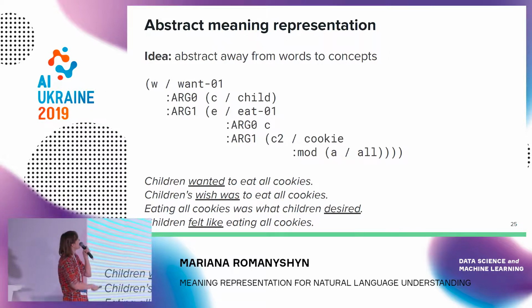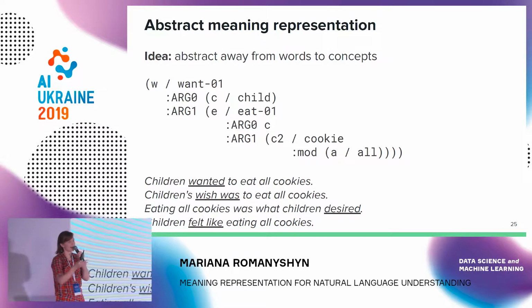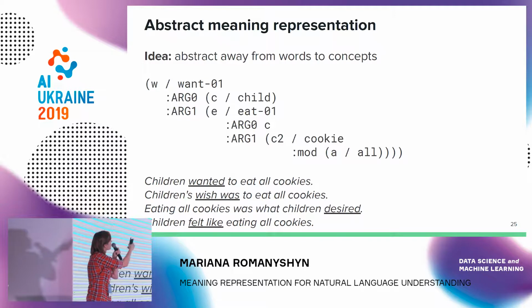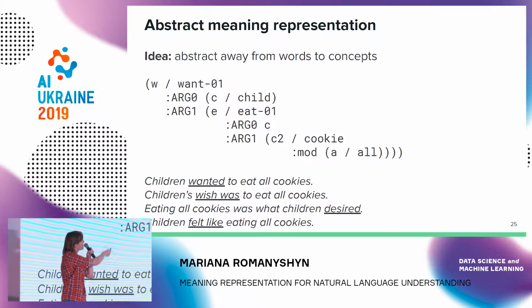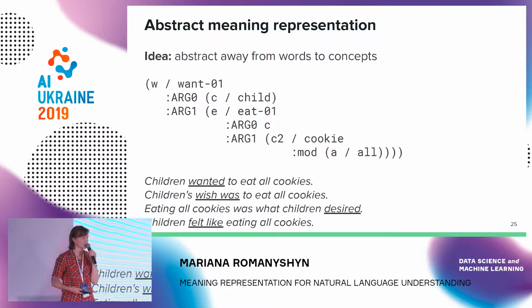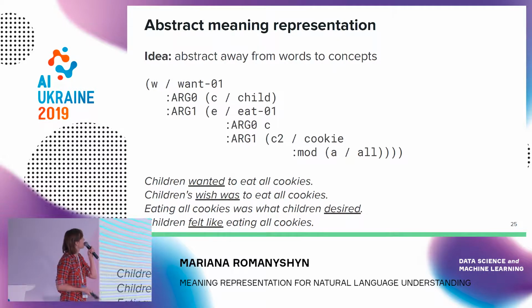You can see like want-01. 01 means the meaning of the word want. Then you have argument 0 and argument 1. Who is wanting, children; what they are wanting, the event of eating, and the event of eating has to happen by children, and the children are eating cookies. But we will go through that in more detail in a second.